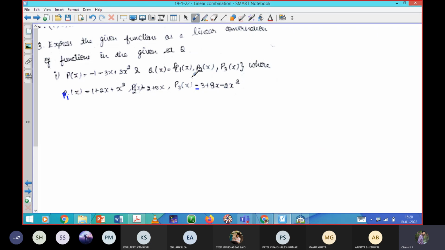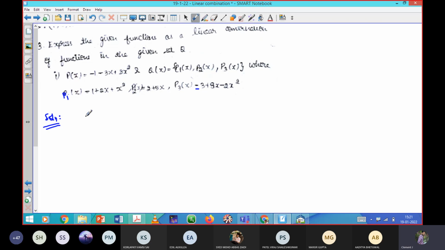Just read the question carefully. See here: express the given functions as a linear combination of the functions in the given set Q. Okay, so Q is the combination of all these three polynomials. Just read the lines carefully. Sometimes you will get confused, so please listen. They are asking you to express the given functions as a linear combination of the functions in the given set Q.